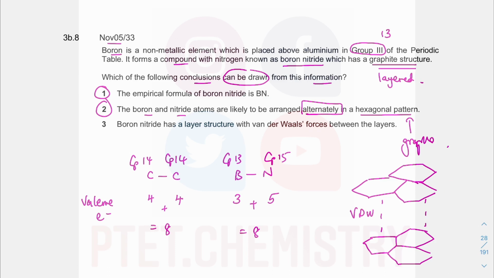In the third bit, boron nitride has a layer structure with van der Waals forces between the layers. If it does indeed adopt the layered graphite structure, we know graphite has those weak van der Waals forces, which I have drawn, and that's the reason why graphite can act as a lubricant, because the layers can slide over each other easily, just overcoming the van der Waals forces. So 3 is also correct. Therefore, all 3 options are accepted.